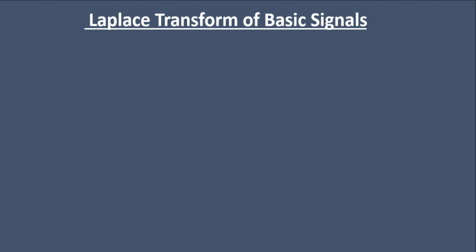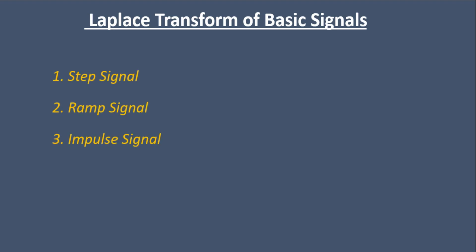Then we will discuss the Laplace transform of the basic signals. First we have a step signal, then a ramp signal, third is the impulse signal, and last is the parabolic signal. We will discuss each signal and its Laplace transform as required in control system.